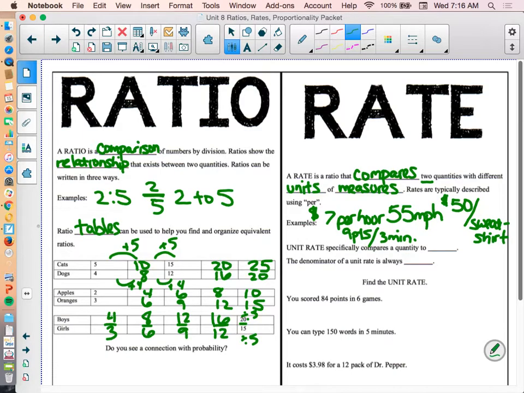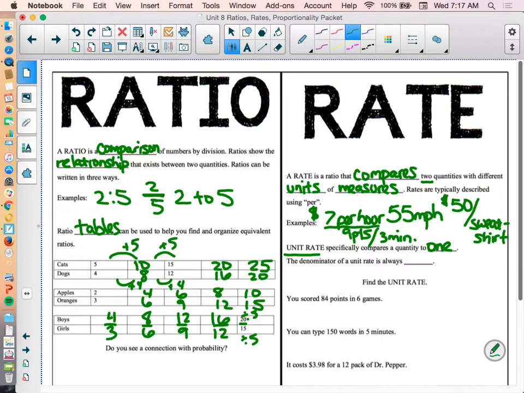Also notice a lot of these are with time, but definitely doesn't have to be. A unit rate is a specific type of rate. So we've got all these rates that have per something, dollars per hour, miles per hour. And a unit rate is basically per one. So a lot of these that we have up here are unit rates.